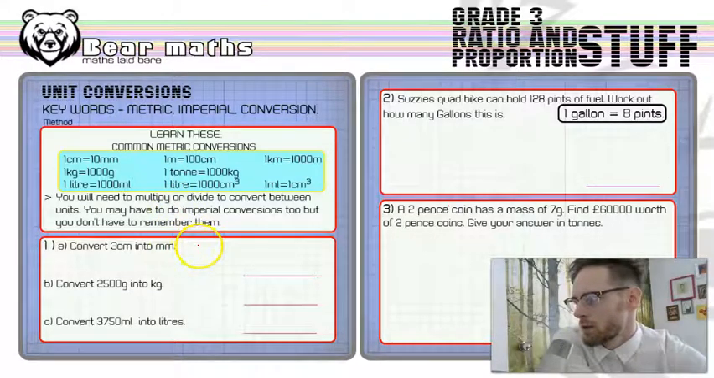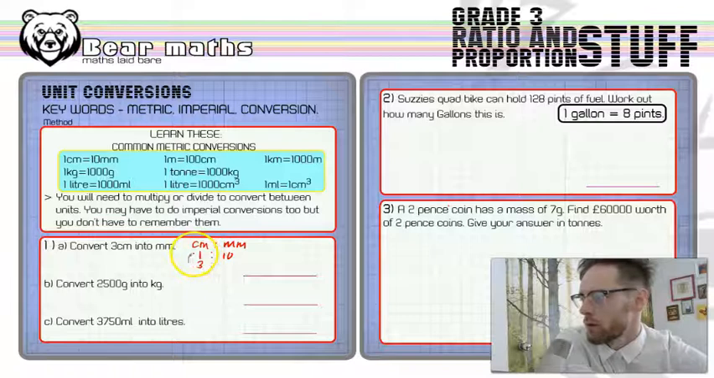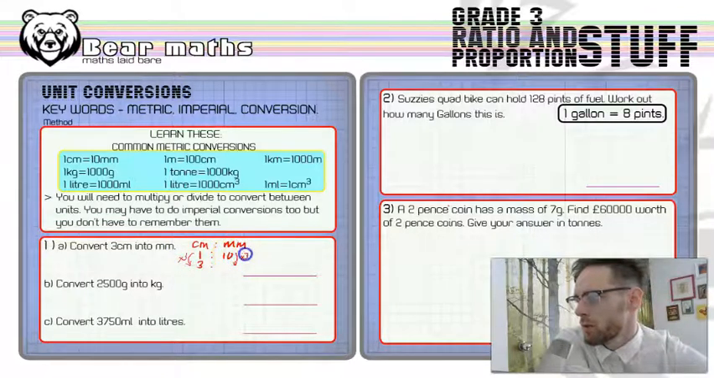A says we need to convert 3 centimeters into millimeters. So we could write that as a ratio. We could go centimeters to millimeters. We know that 1 centimeter is equal to 10 millimeters. And we've got the left-hand side here, where it's underneath a 1. What do we have to do to get to 3? We'd have to multiply by 3. What do we have to do to this side? We have to multiply by 3. All right, there we go.